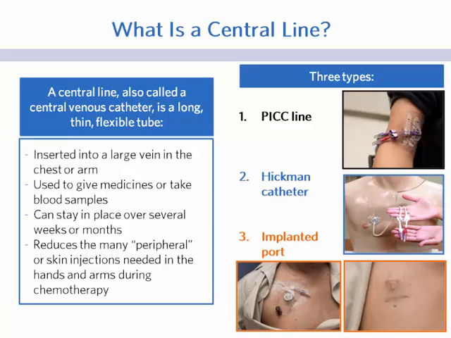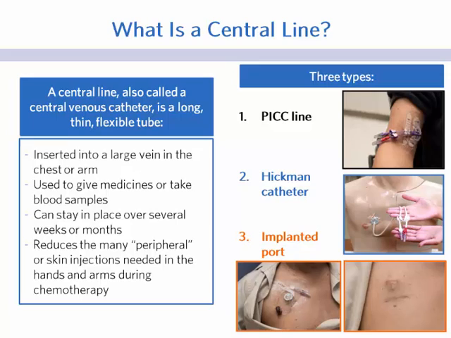There are 3 different types of central lines. A PICC line, shown in picture number 1, can be used for several months and needs a dressing change weekly or whenever the dressing is soiled. You will also need to protect the line from water when you are showering. A Hickman catheter, shown in picture 2, also requires a weekly dressing change.